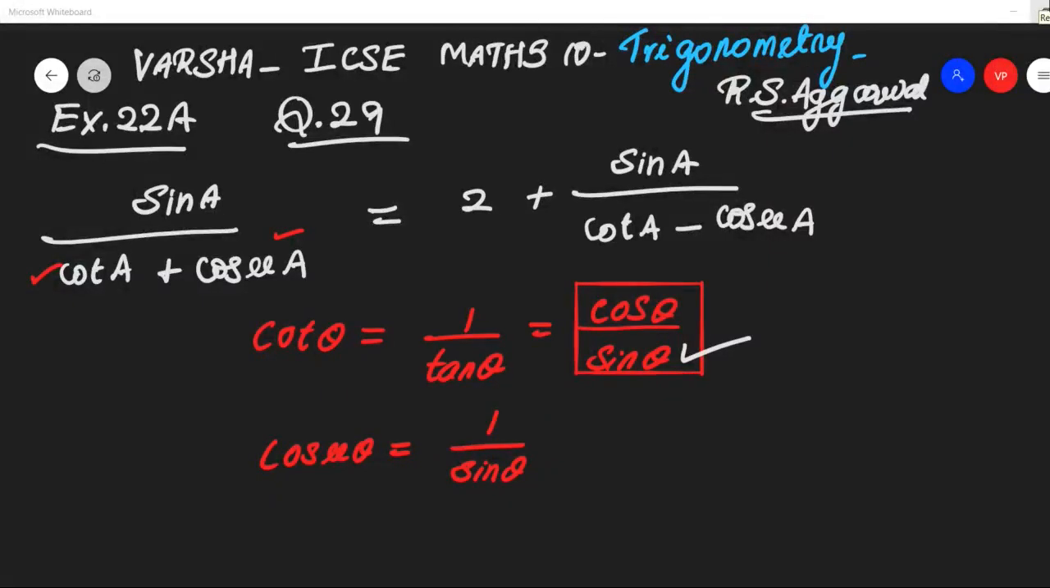Welcome. So this is ICSE Max 10th trigonometry lesson from R.S. Aggarwal book. This is question number 29 from exercise 22A. Okay, so what is our LHS and RHS?